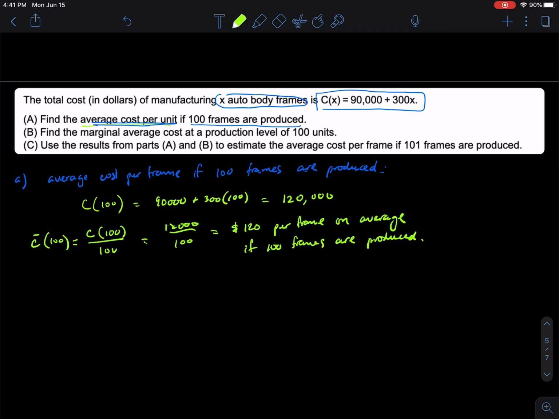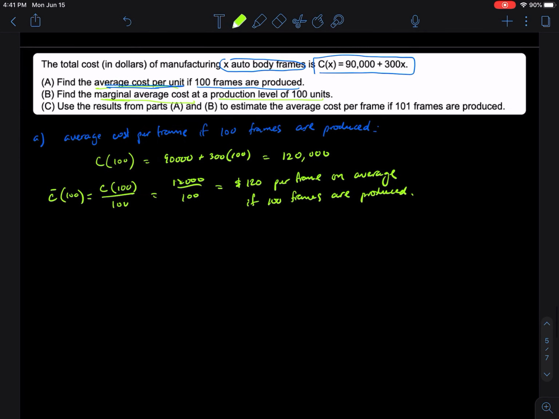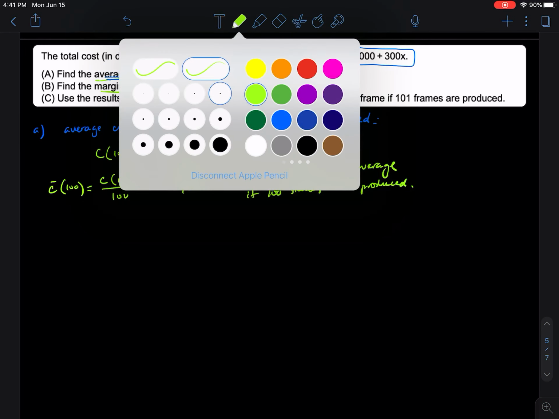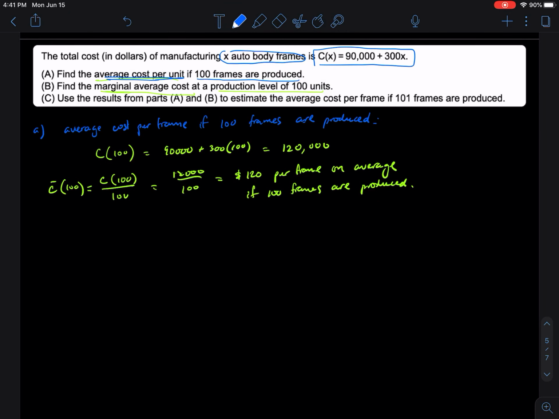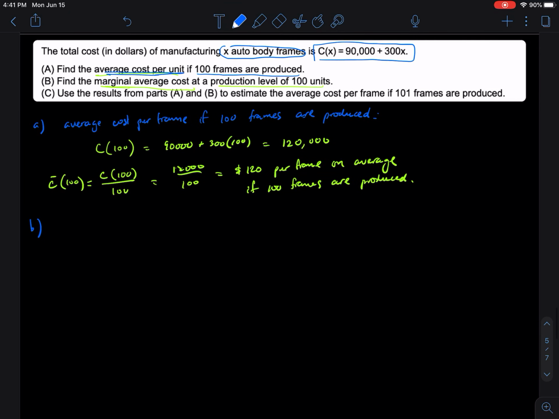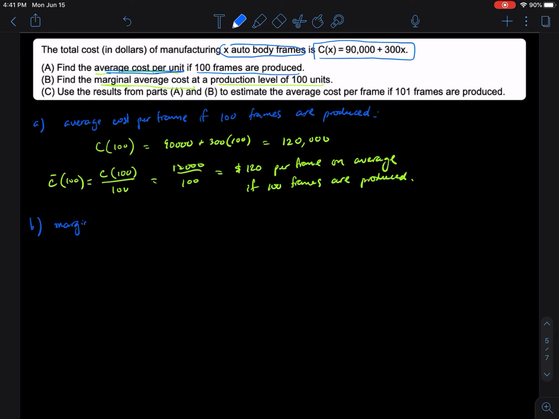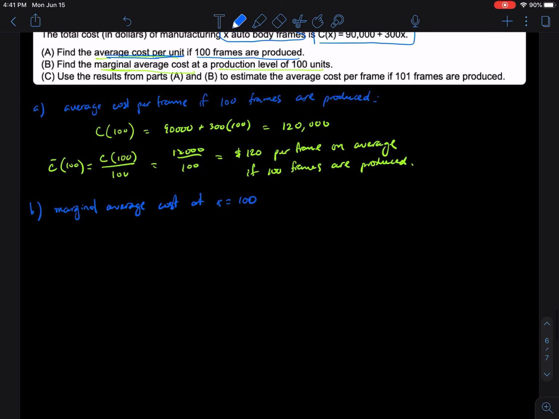All right. So part B, we want to find the marginal average cost at production level 100. Part B is asking us whether the average cost is increasing or decreasing at this current level of production. So the marginal average cost at 100 frames being produced is C bar prime of 100.